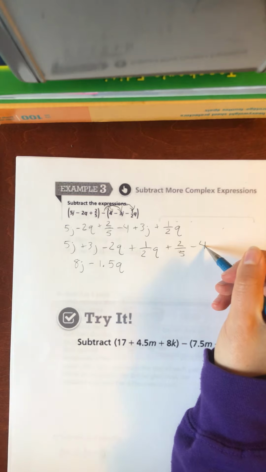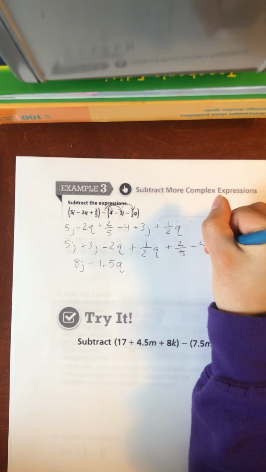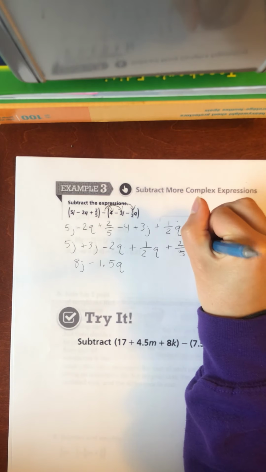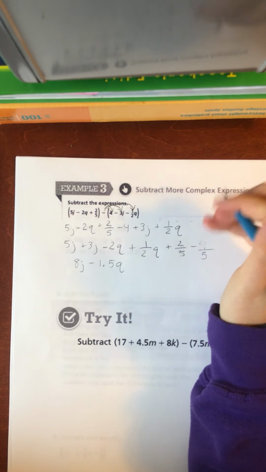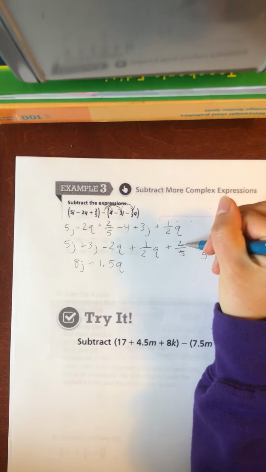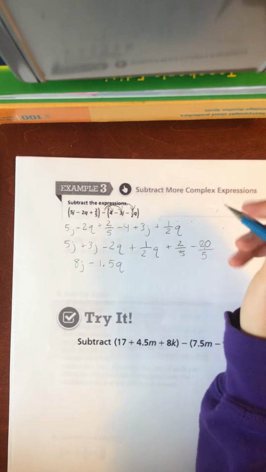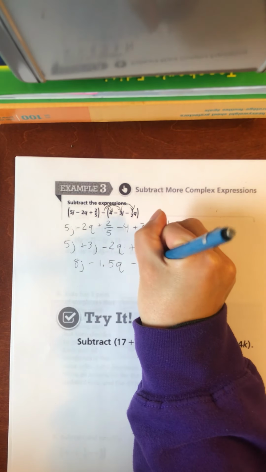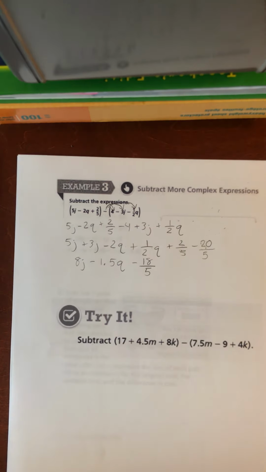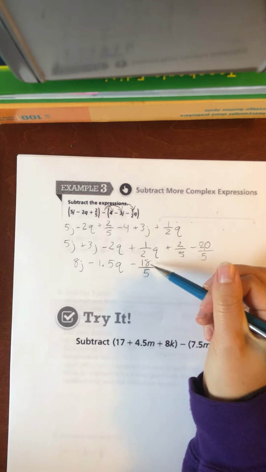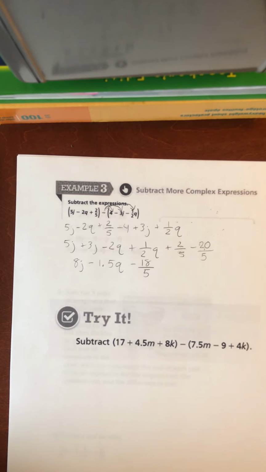Well, what we could do with this is create a common denominator. So I can make a common denominator of 5. And if I'm changing the denominator there to a 5, I need to change the top to a 20. So 2/5 minus 20/5 is negative 18/5. You can change this to a mixed number, but I like to keep it improper when I'm working with variables.